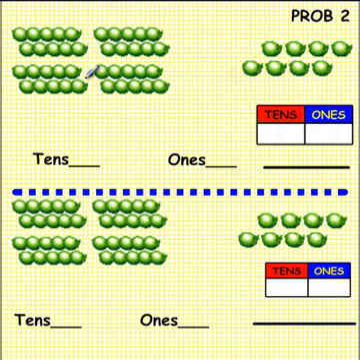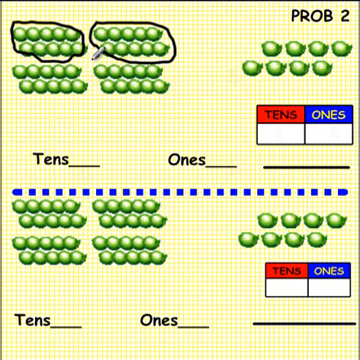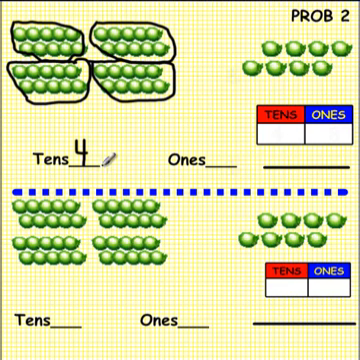Okay, boys and girls, let's see how many P's we have. 1, 2, 3, 4, 5, 6, 7, 8, 9, 10. So I'm going to circle. We have 10 P's. So we have a group of 10, and we have another group of 10, and we have another group of 10, and we have another group of 10. So how many P's do we have? If you said we have 4 groups of 10, you are right.